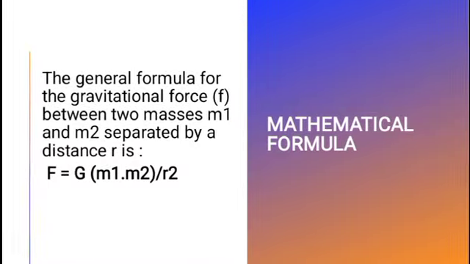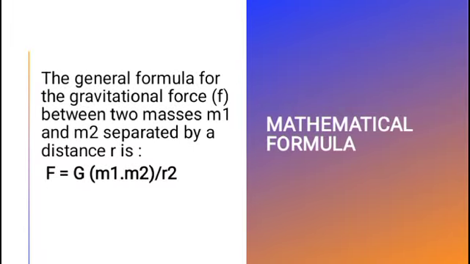The mathematical form of Newton's law of gravitation is F equals G times m1 times m2 over r squared. Here, F is the gravitational force, while G is the universal gravitational constant. m1 and m2 are the two masses, and r is the distance between their centers. This equation shows that gravitational force increases with larger masses and decreases when the distance gets bigger. It's the reason why planets stay in orbit. Gravity pulls them inward while their motion keeps them moving around the Sun.